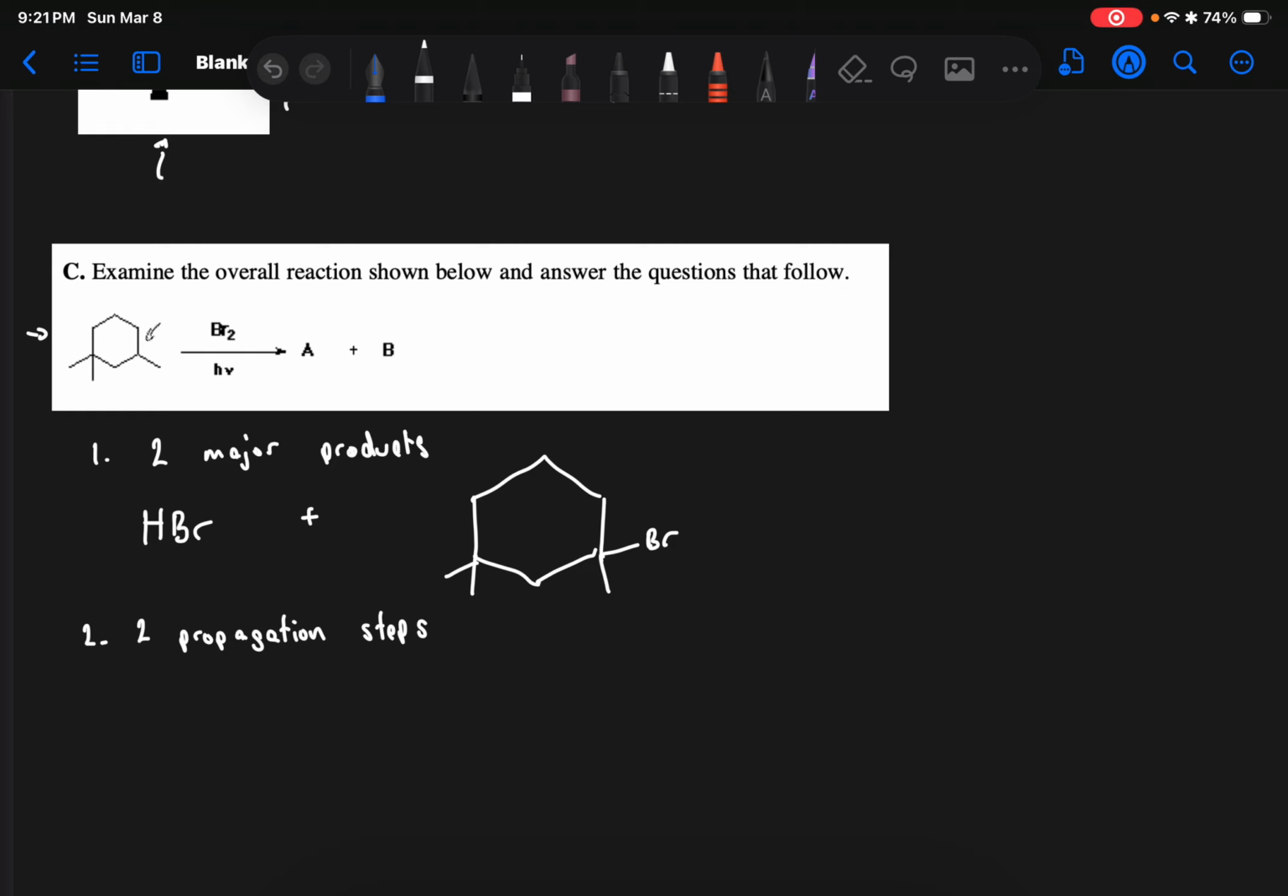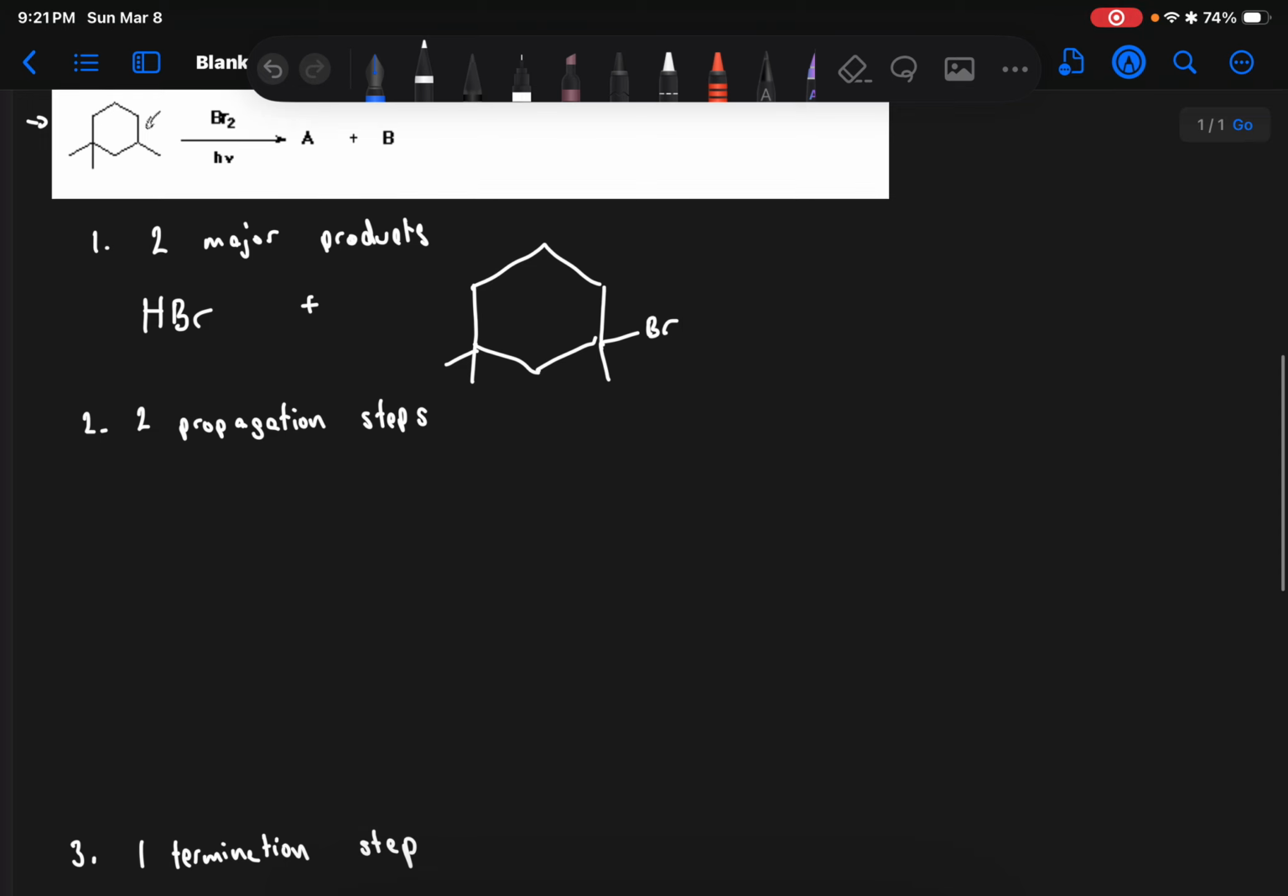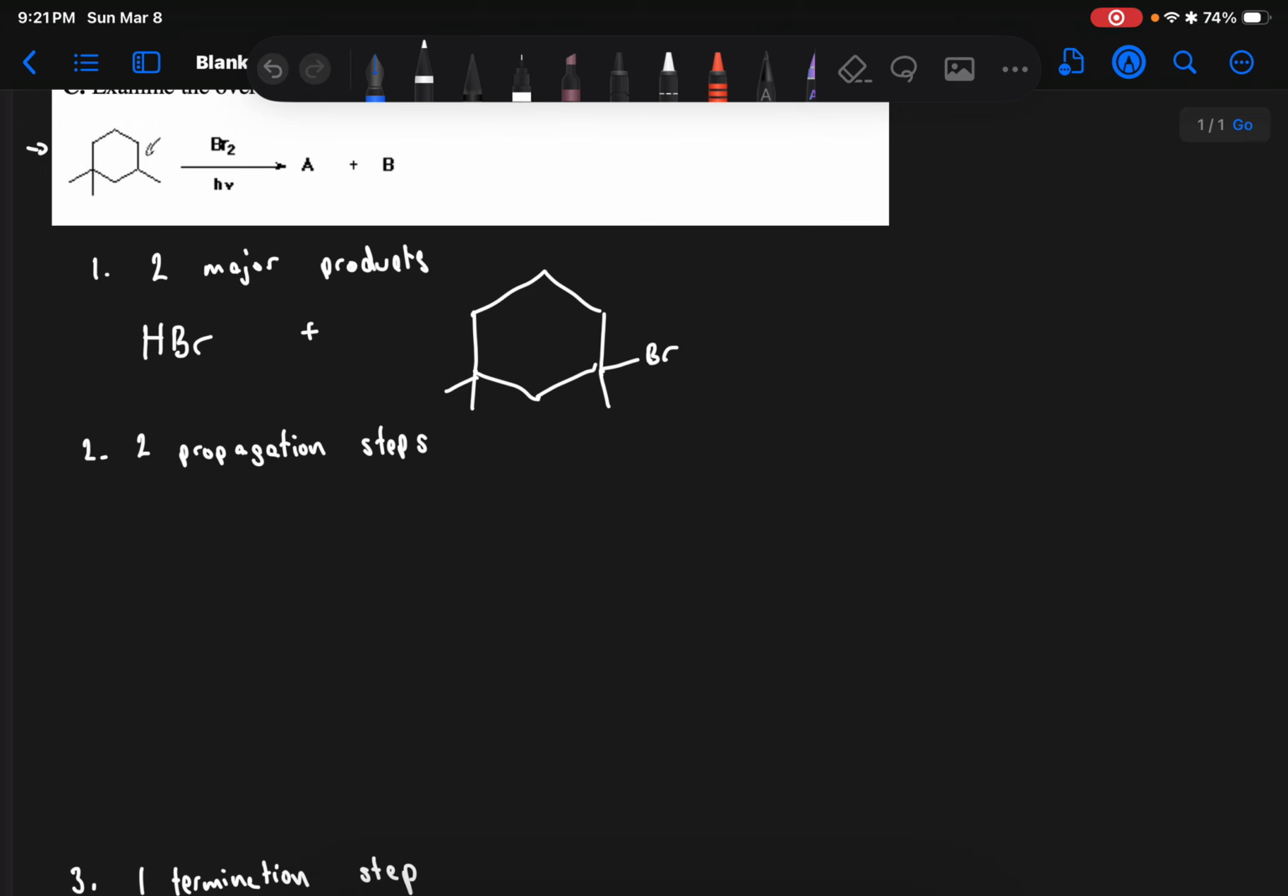Yeah. So now the two propagation steps, this is where it'll make more sense as to what's going on. So first, a Br radical will be by itself after the initiation step, which is just when the Br2 splits into two bromine radicals. Maybe I should mention there's 3 main steps: initiation, propagation, which usually has 2 steps, and then termination, which has multiple potential steps, usually 3.